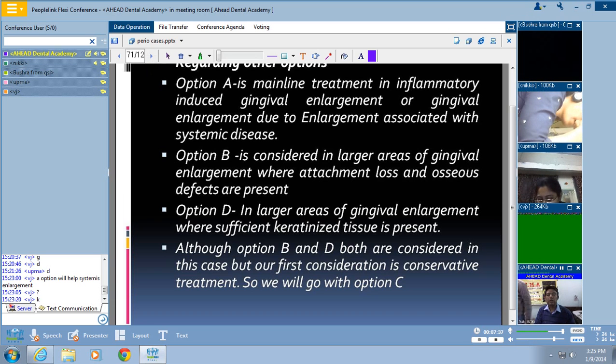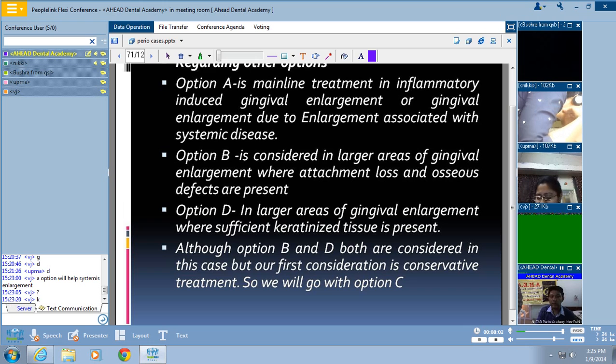Regarding the other options, option A is the mainline treatment of inflammatory-induced gingival enlargement or enlargement associated with systemic disease. As we said, scaling and root planing was also asked by VJ, whether it would be a good option. It is a very good option, but of course the systemic disease needs to be controlled, otherwise it will keep coming back to us.